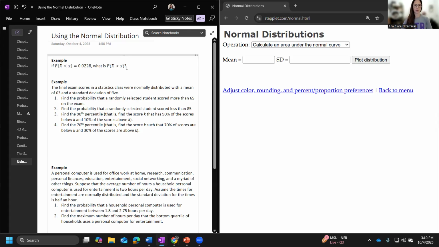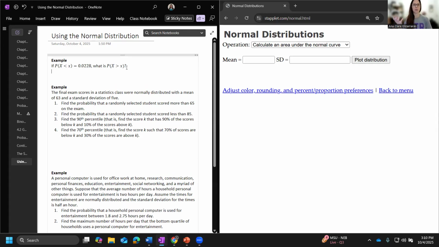The first example that we have here, we actually don't need to use technology for at all. It's about notation. If the probability of x is less than x is equal to 0.0228, what is the probability that x is greater than x? What this is saying is, if at some value, the probability of being less than that is 0.0228, what is the probability of being more than that?